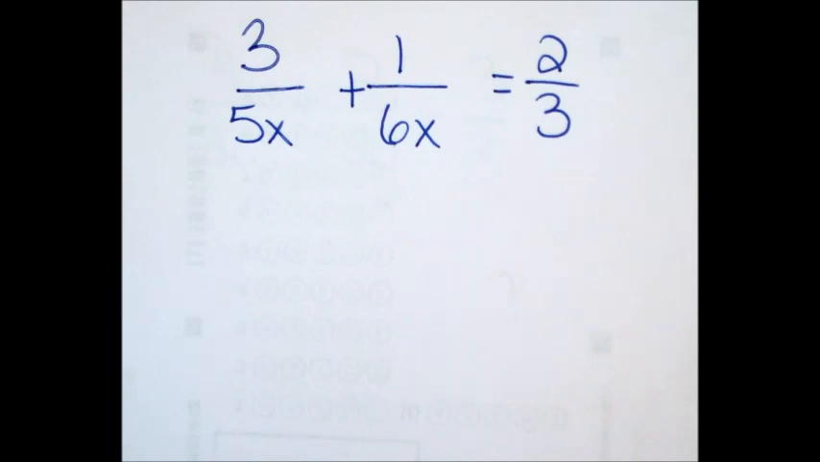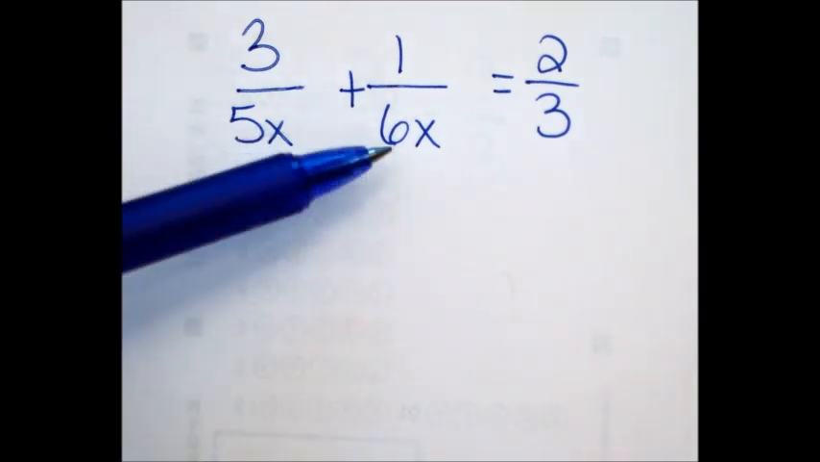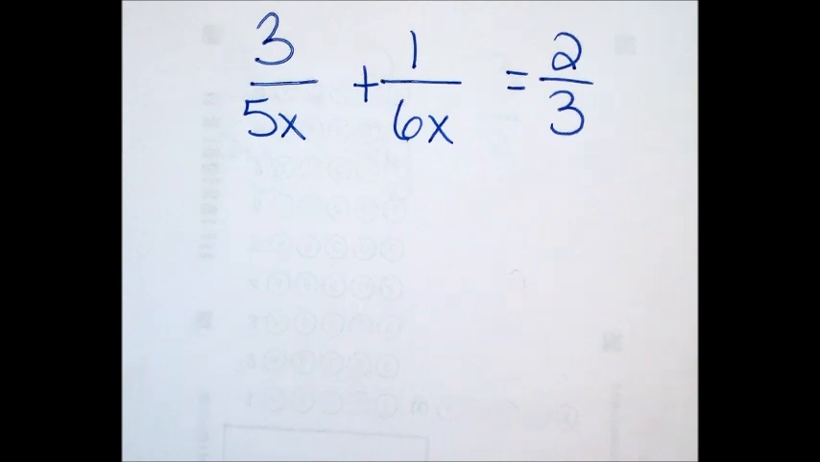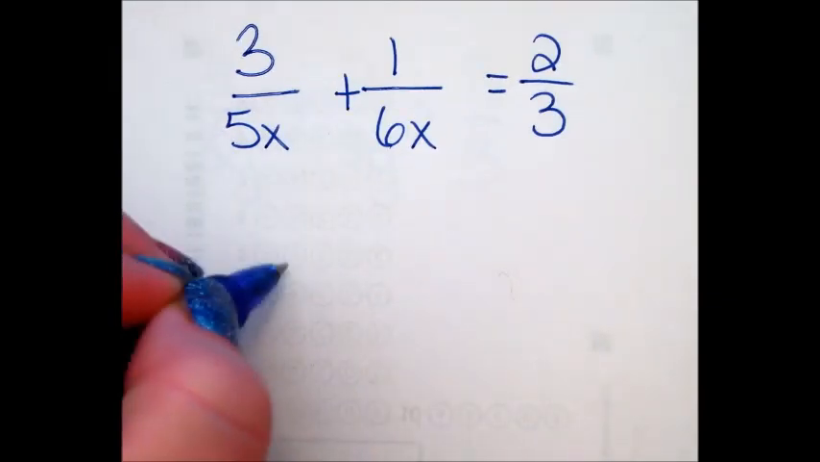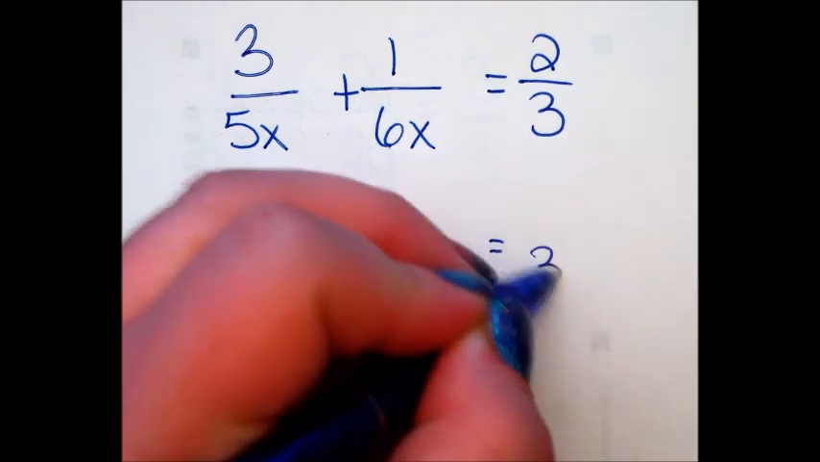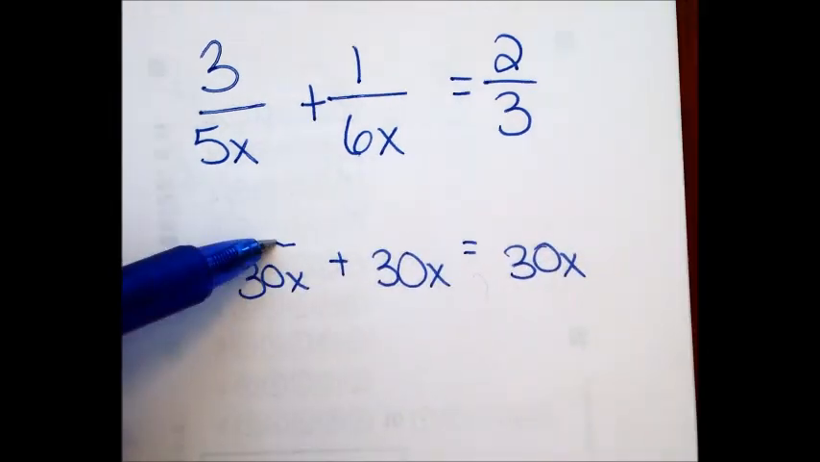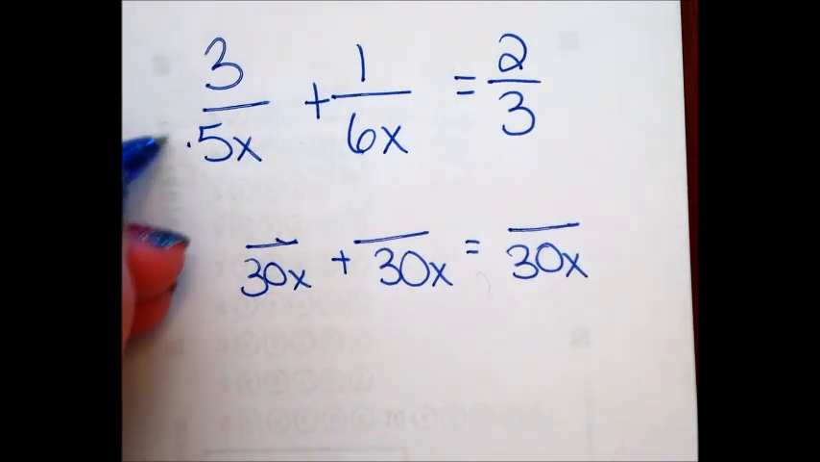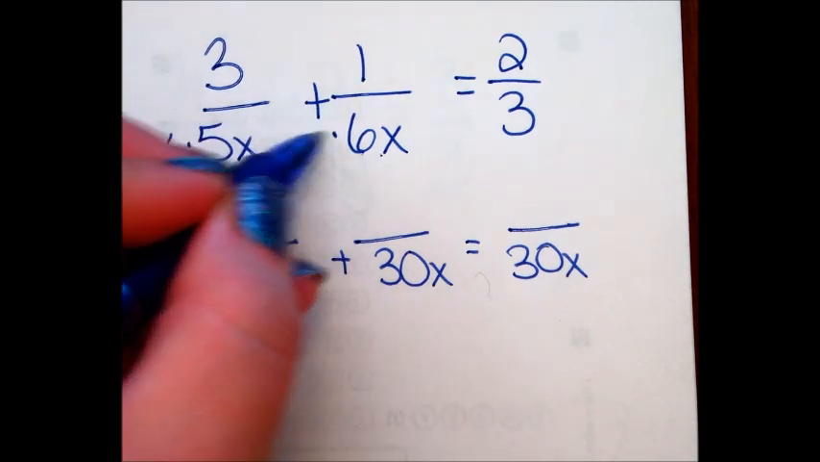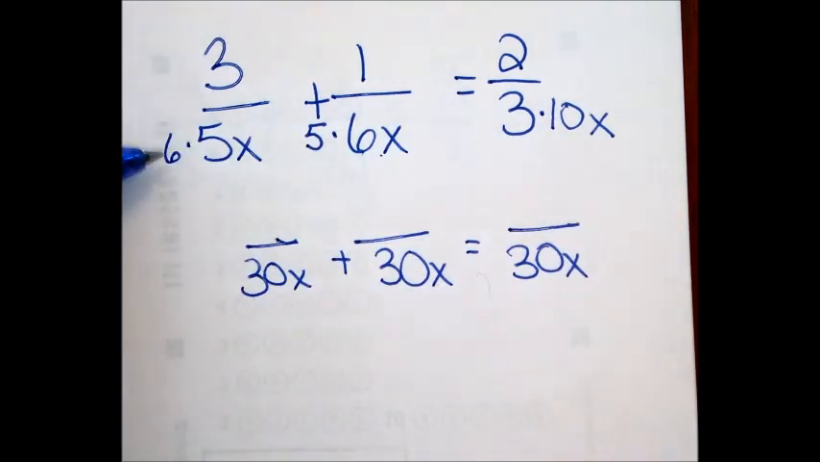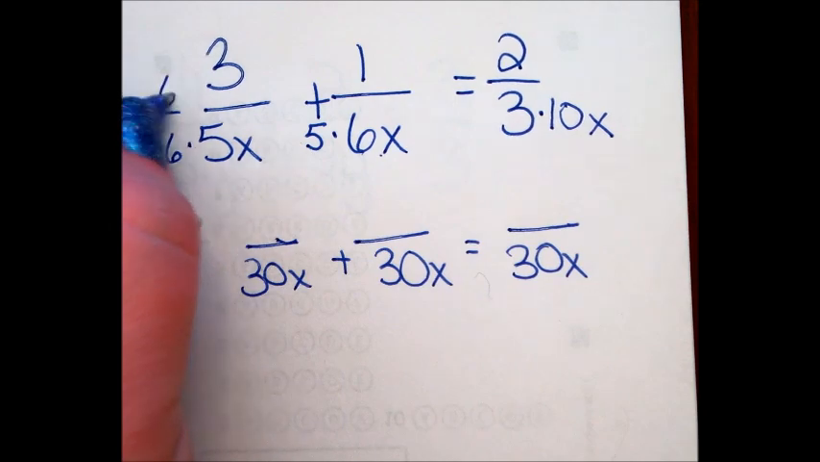Okay, to solve this, we need to find a common denominator for all three denominators. So 5x, 6x, and 3. The common denominator for all three of those would be 30x. So to get 30x as my denominator, from 5x I would need to multiply by 6. From 6x, I would need to multiply by 5. And from 3, I would need to multiply by both 10 and x. Remember, whatever you multiply by on the bottom, you must also multiply by on the top.